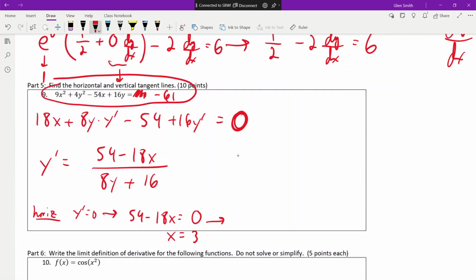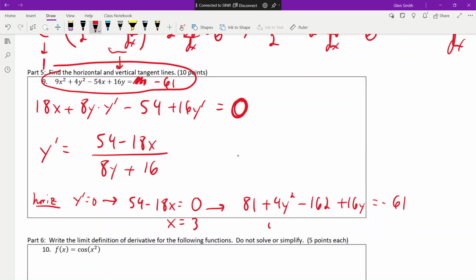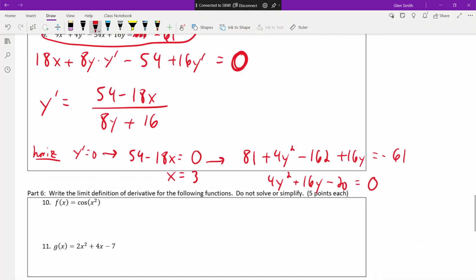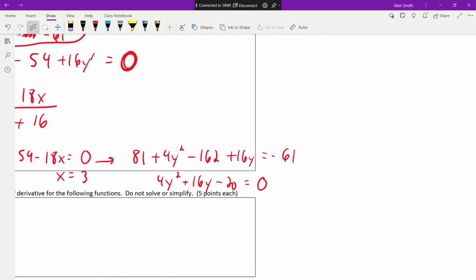But I asked for the actual equation, so we got to find y. Which means I got to plug x back in, okay? If you plug x back into here, you're going to get 27, 81, plus 4y squared, minus 162, plus 16y equals negative 61. And if you rearrange that, which seems like a lot, but I hope it's not too bad, you get negative 81 plus 61, what's that, 20, minus 20?